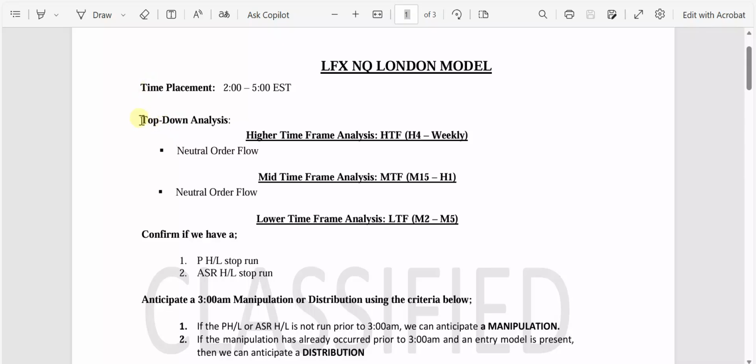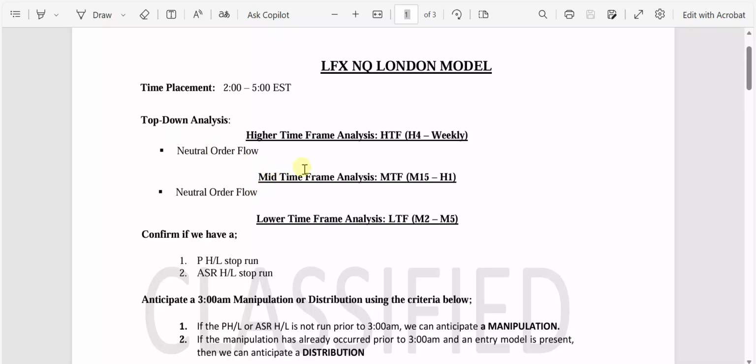So let's jump to top-down analysis. For top-down analysis, we're going to look at the higher time frame analysis, which is from the H4 time frame to the weekly time frame. Here we just look at a neutral order flow. We are not interested in the daily bias. We're just interested in approaching the higher time frame without any bias. So basically it's a neutral order flow.